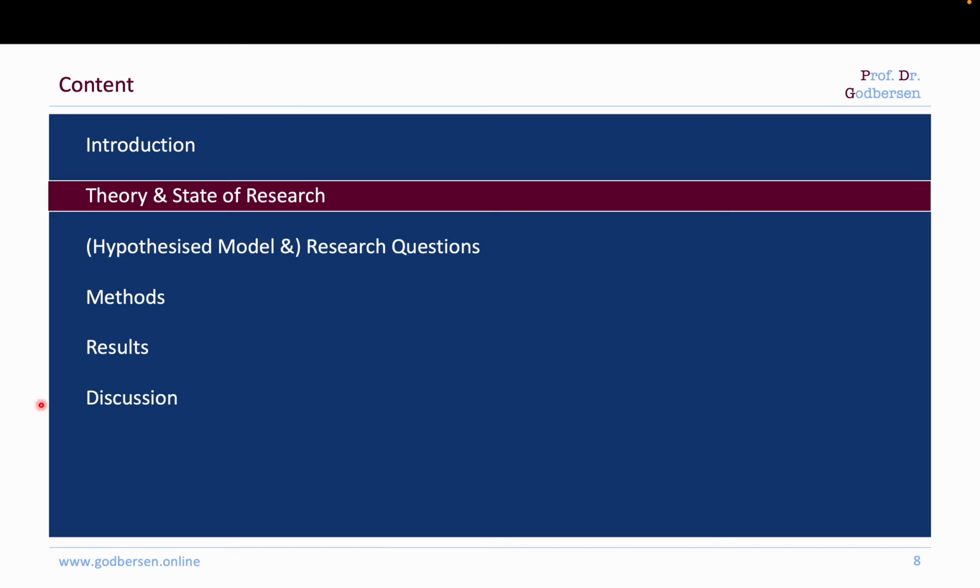In this part, we're dealing with the theory and state of research section. I would like to explain what the purpose or the function of the theory section is within the overall research paper, what the content and the structure of this section is, and how you could, and I would say should, conduct literature research for this section. Let's start with the purpose of the theory and state of research section.